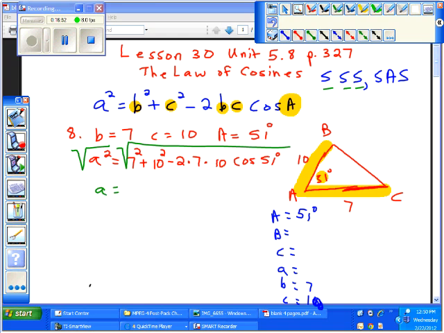And so when you punch it in, you're going to have little a is the square root of all that stuff, right? And so little a is equal to the square root of 7 squared plus 10 squared minus 2 times 7 times 10 times cosine 51. And you get 7.8 for little a. Let's see how we got that.